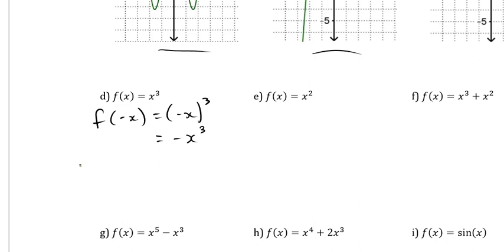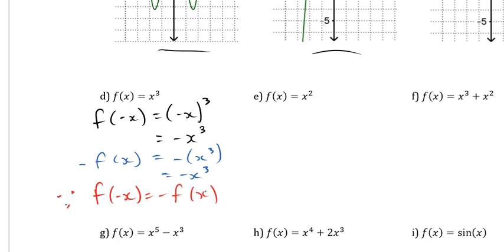And then I'm going to do negative f at x, which is the negative of x cubed, which is still negative x cubed. So in this case, since f at negative x equals negative f at x, it's a little bit weird when you first see it, but it clicks eventually. Therefore, odd. And remember, if you don't fully understand this today, that's okay.